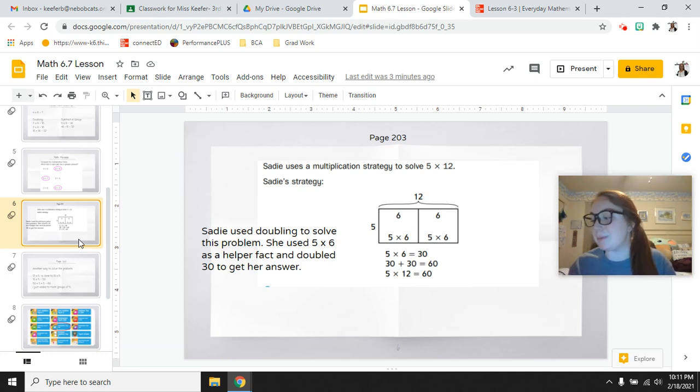What they're asking is to explain Sadie's strategy, which is just what I went through with you. I have over here in text, Sadie used doubling to solve this problem. She used 5 times 6 as a helper fact and doubled 30 to get her answer. I want you to pause this video and copy this down so that you have it for future use. The most important part of this is just seeing how they used a strategy you know, like the doubling strategy, for a larger factor. Okay, so pause the video and copy that down.